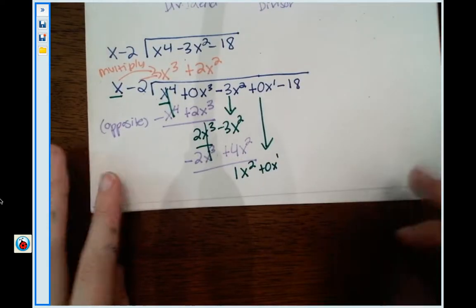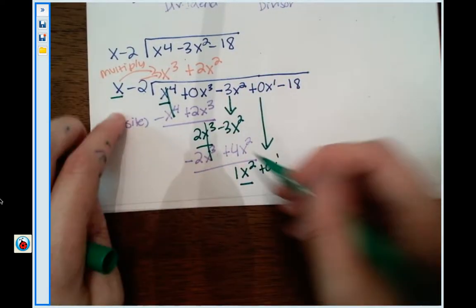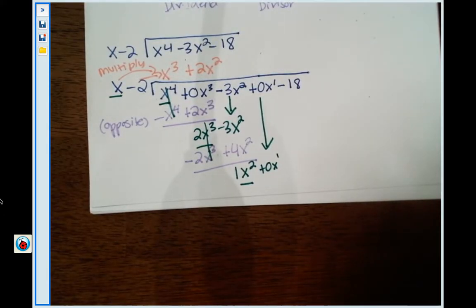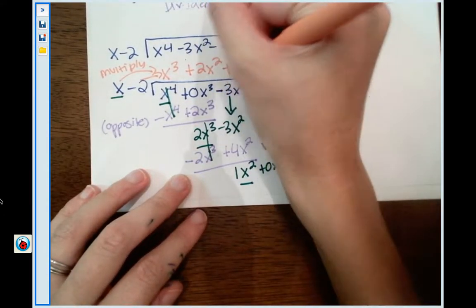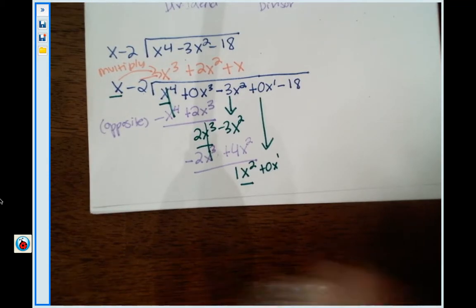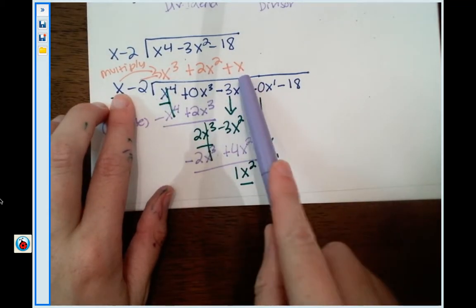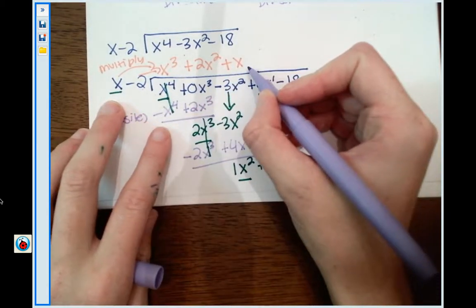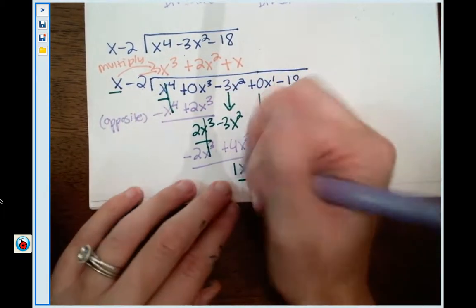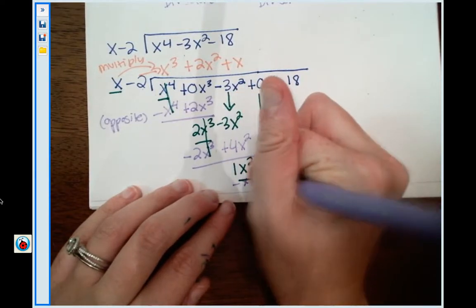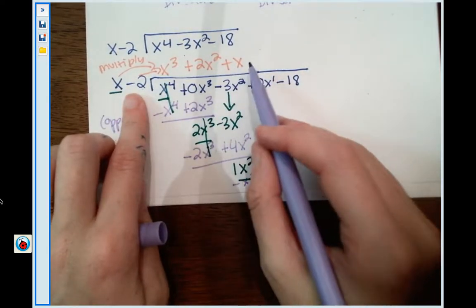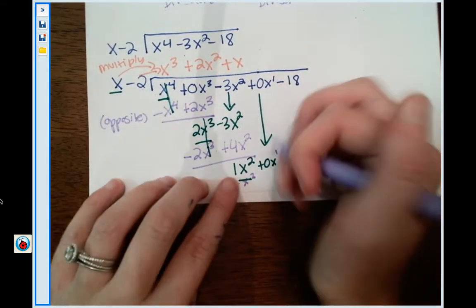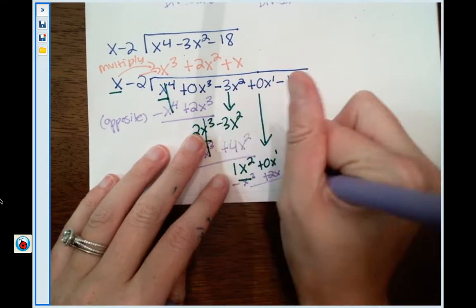Okay, let's keep going. So now I go down here. X times what gives me x squared? Holy hot dog, you guys are so smart. That is a positive x. Okay, next, I'm going to multiply both of these bad boys to that number, but do the opposite down here. Okay, so x times x is x squared, but I'm going to do the opposite, which is negative x squared. All right, and then negative 2 times x is negative 2x, but I'm going to do the opposite, which is positive 2x.